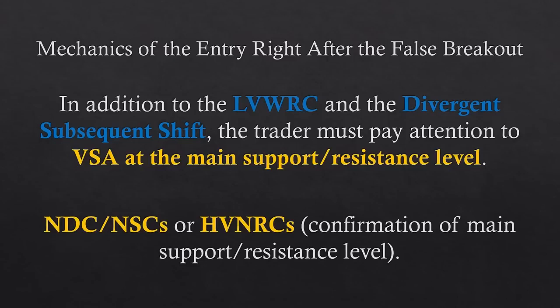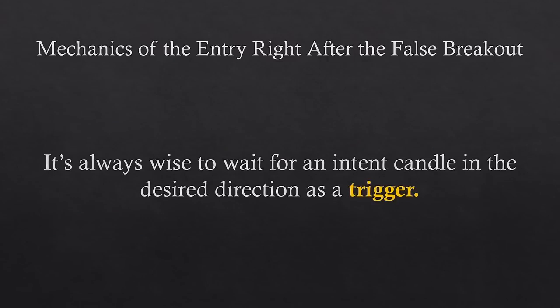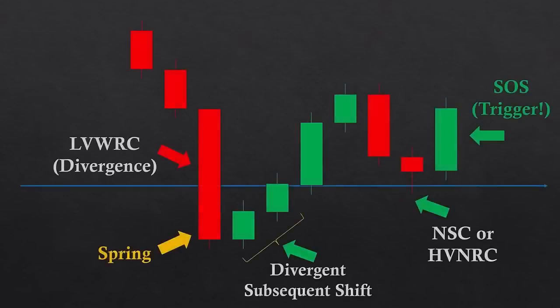Ideally, the trader wants to wait for the appearance of a sign of strength in the direction of the effect. In the case of an accumulation, we want to see everything we have seen in the first type of trigger, meaning the wide range low volume candlestick in a divergent subsequent shift. Now we want to see price retracing to the support. Notice that either low volume or high volume can confirm the support in this case. The key here is observing how price action behaves in relation to the support line.